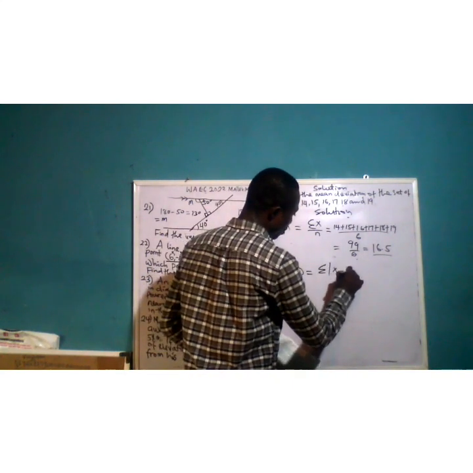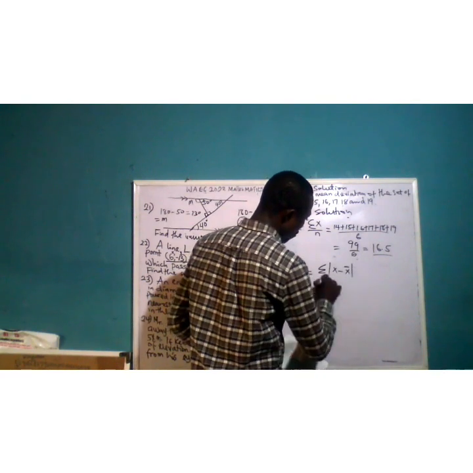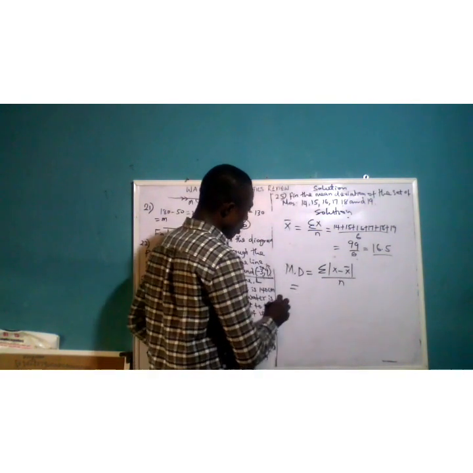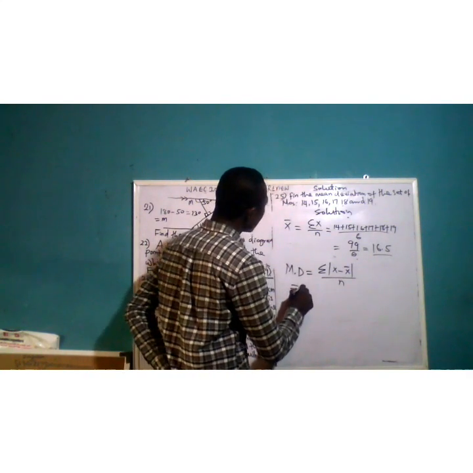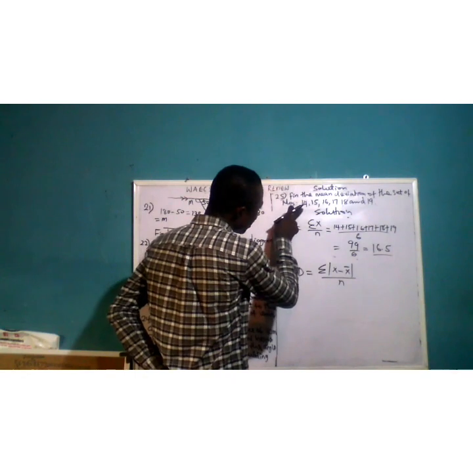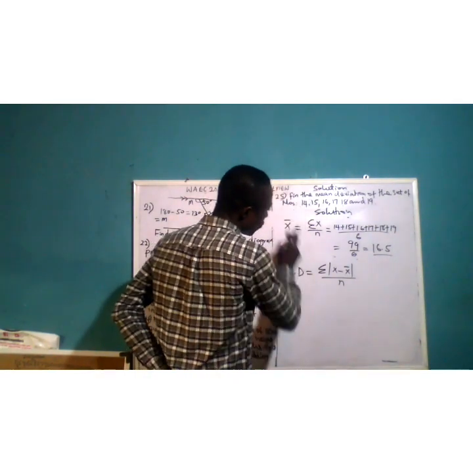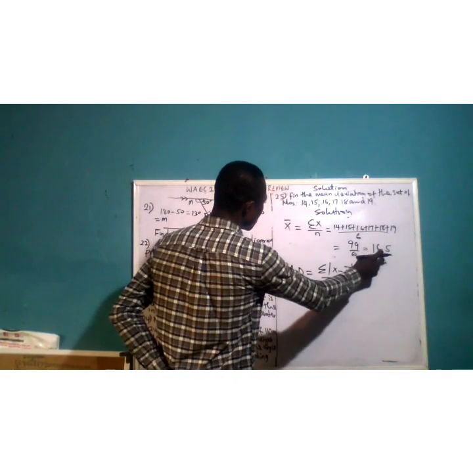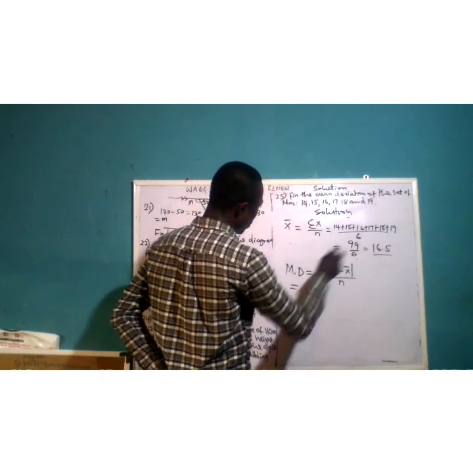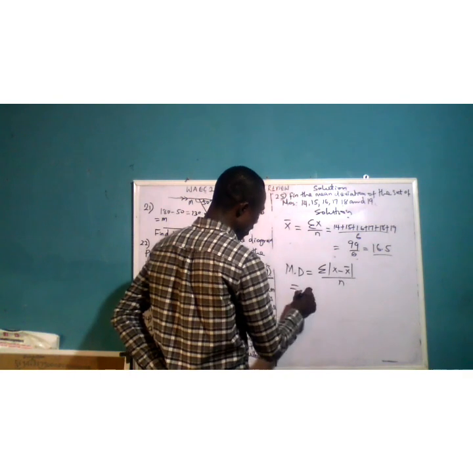Now the formula for finding the mean deviation is given as MD equals summation of the magnitude of x minus x bar, everything all over n. This means taking each point and subtracting the mean from it. We have the mean to be 16.5. Let's take each point now and subtract the mean from it and begin to add it up like that.